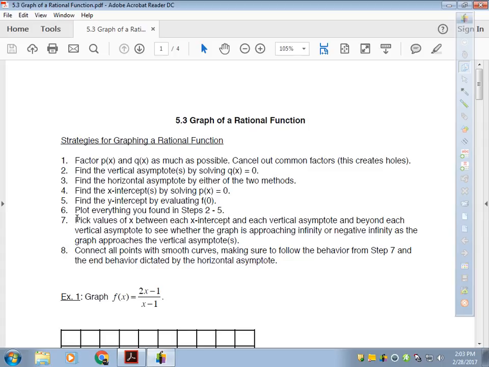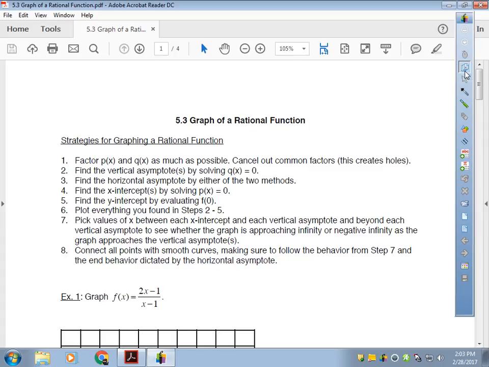And what you're going to do for step 7 is you're going to pick values of x between each x-intercept and each vertical asymptote and beyond each vertical asymptote to see whether the graph is approaching infinity or negative infinity as the graph approaches the vertical asymptotes. Basically, whether or not it's positive or negative. And then once you've done that, you can connect all points with smooth curves, making sure you follow the behavior you found in step 7.